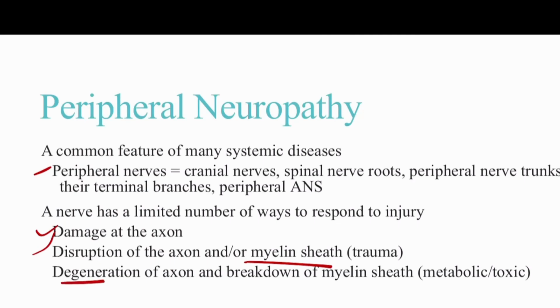Or degeneration of the axon, with breakdown of that myelin sheath. This is usually due to metabolic or toxic problems. When we start learning about different diseases, you'll see some are demyelinating. We're going to learn about ALS today, amyotrophic lateral sclerosis. That is a retraction of the nerve. It comes off of the muscle, it atrophies, and that nerve gets smaller. And remember, if that nerve doesn't touch the muscle, the muscle is not going to work.